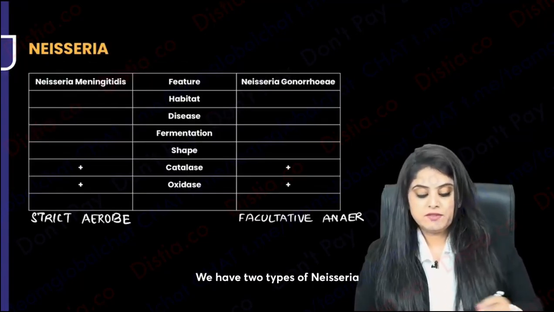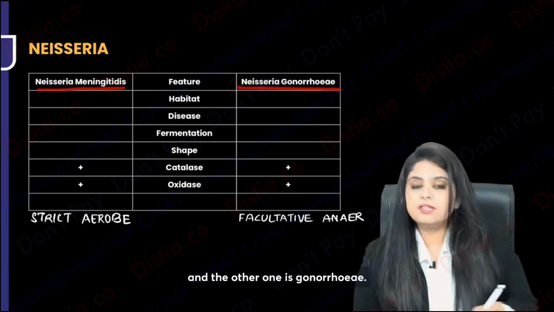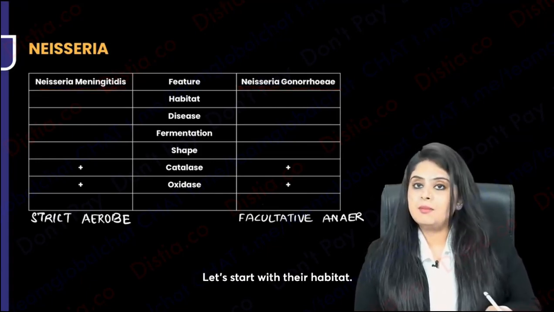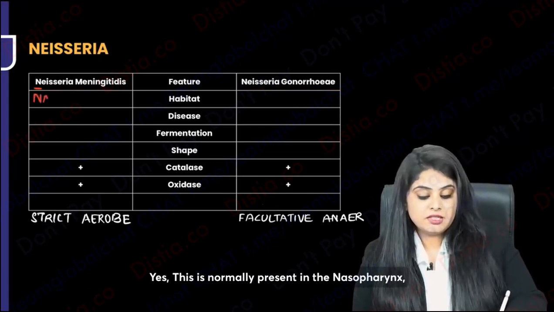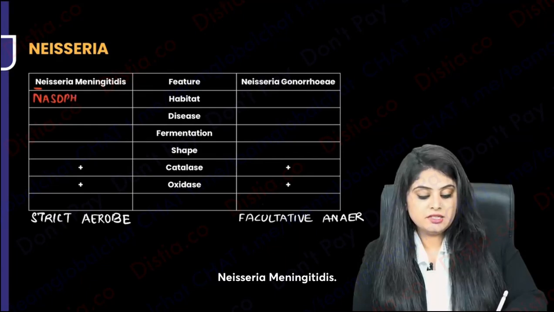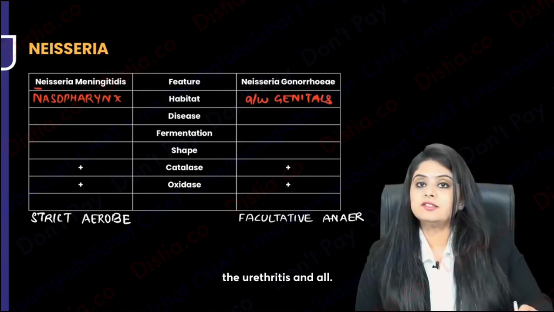So let's get going. We have two types of Neisseria that we are going to study. One is Neisseria meningitidis and the other one is Neisseria gonorrhoeae. Let's start with their habitat. So where do they normally reside? Neisseria meningitidis is normally present in the nasopharynx, whereas what is related to the genitals is going to be Neisseria gonorrhoeae. That is why it's going to relate to urethritis and all.